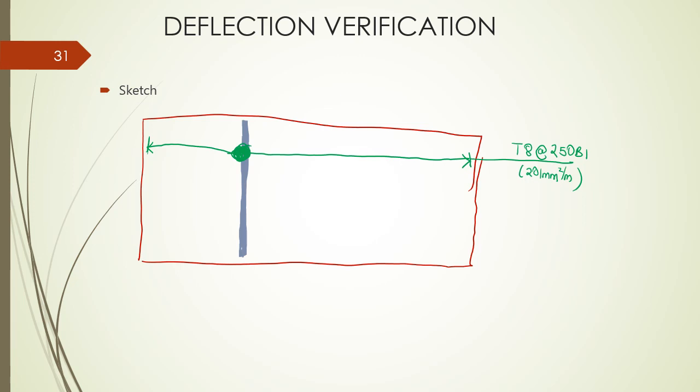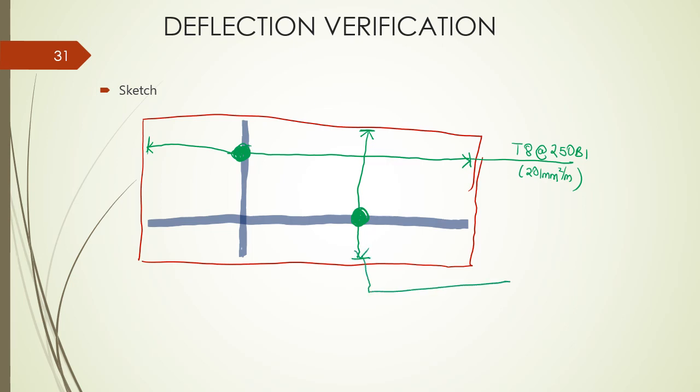And in this other direction, we have this bar running in the minor direction, and in that case we see that this bar that you're now circling runs from this edge all the way to this edge, and that gives us T8 at 300 bottom 2, which gives us 168 millimeters squared per meter. So that will be the answer.